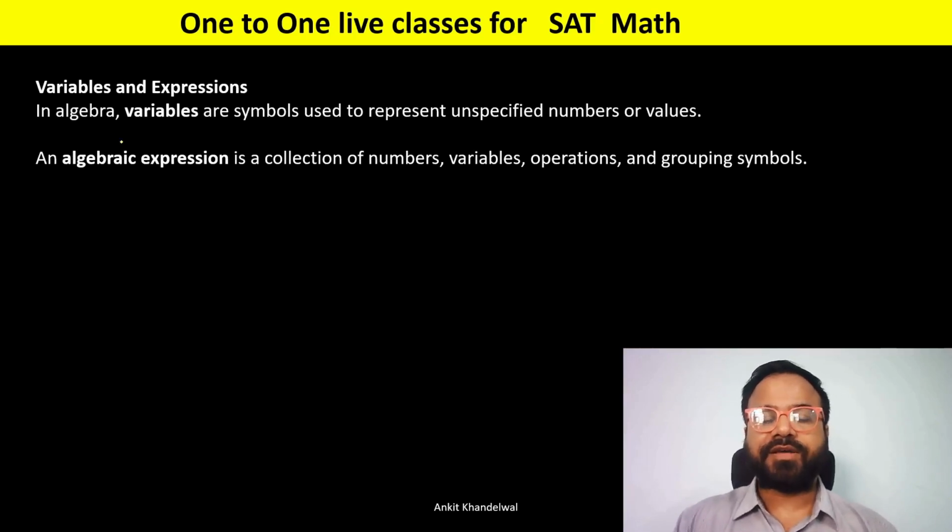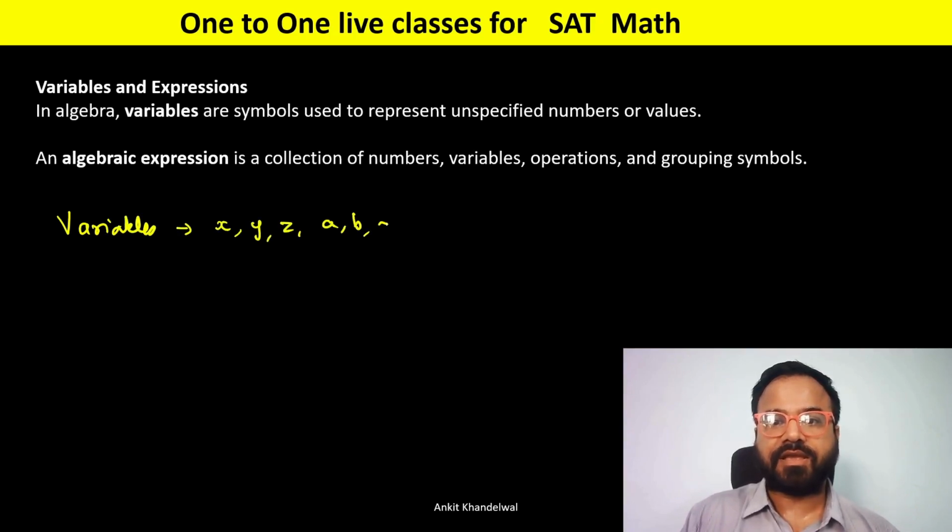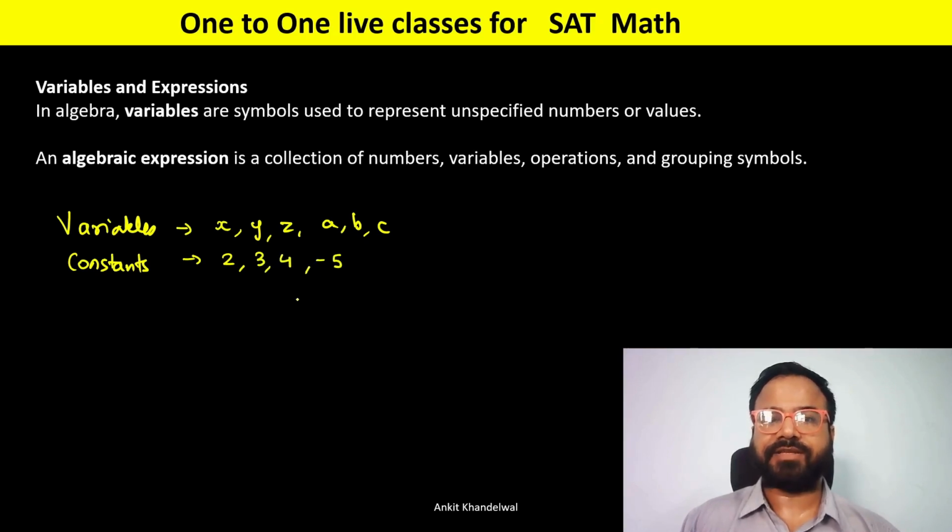So first thing over here, the definition for variables and expressions. You must have seen when we talk about variables, this can be alphabet, generally X, Y, Z, A, B, C, all the alphabets are known as variables. And the second thing is known as constants. Constants basically are the numbers like 2, 3, 4, anything, -5, like this.